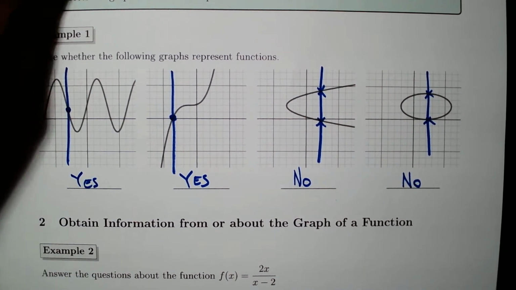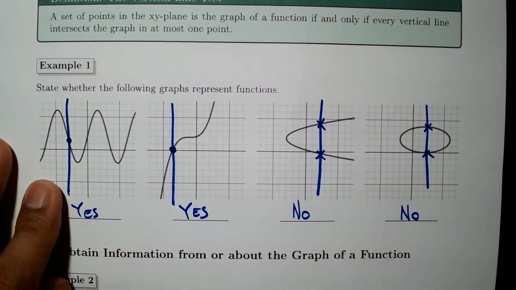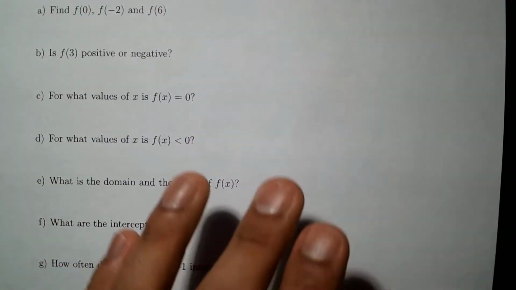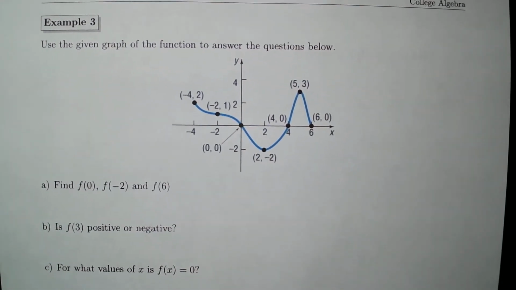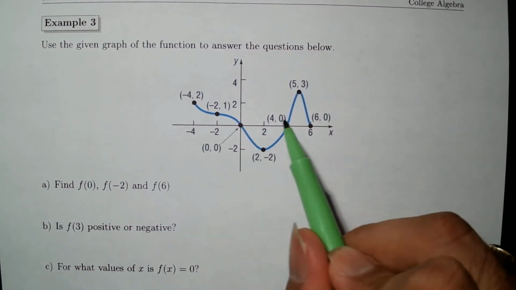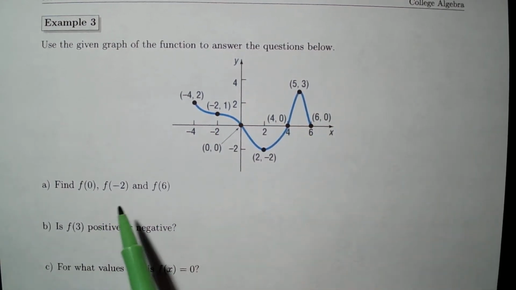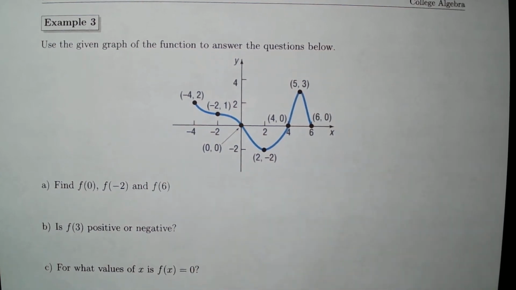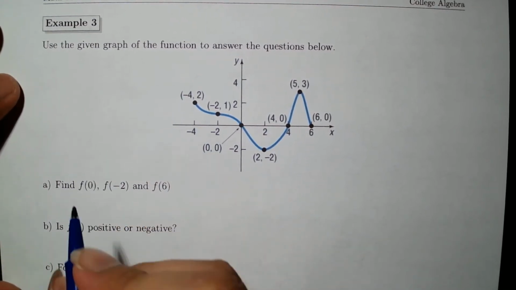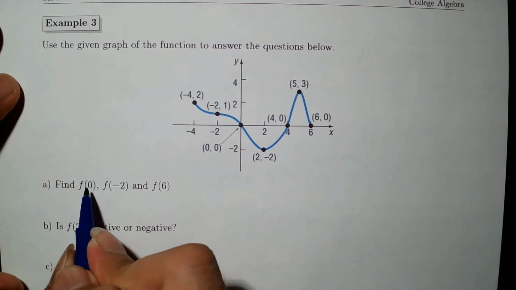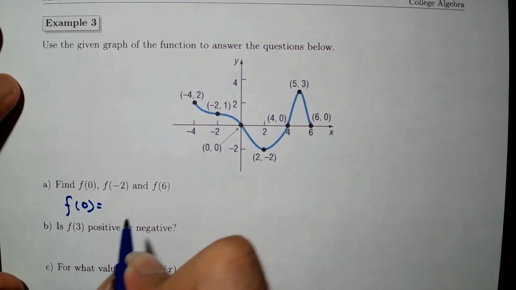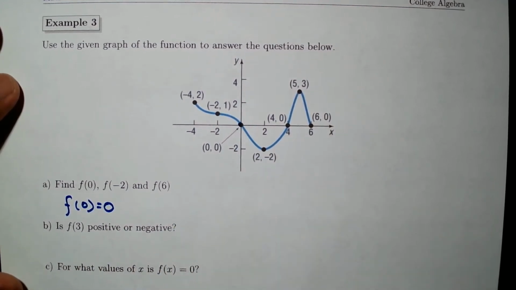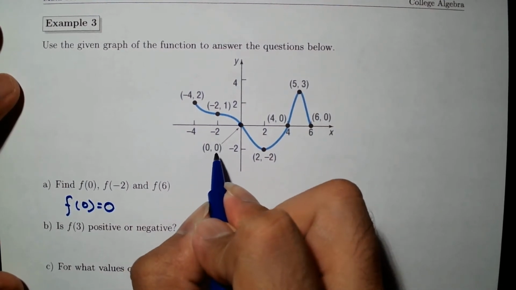Alright, obtaining information from or about the graph of a function. Let me move to the third page. We're given the graph of a function right here, and from this graph we're going to answer all these questions. So let's find f of 0. That means, what is the y value when x equals 0? So f of 0 equals 0. It's actually the origin, and the corresponding point is right here.